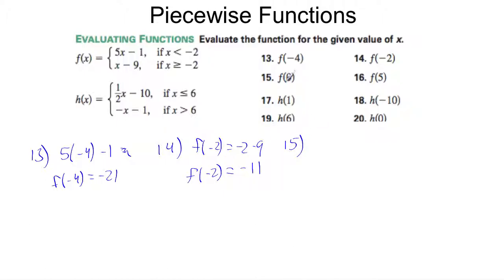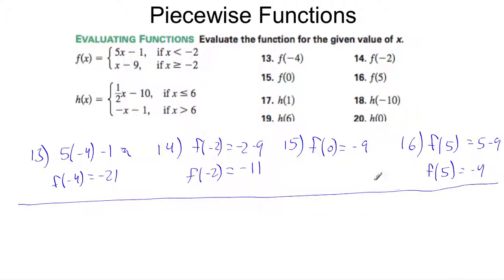15, f of 0. 0 is greater than negative 2. So I plug it into the bottom equation. So f of 0 is equal to 0 minus 9, which is negative 9. And finally, 16 is definitely greater than negative 2. So f of 5 is equal to 5 minus 9. F of 5 is equal to negative 4. That's that top equation there.